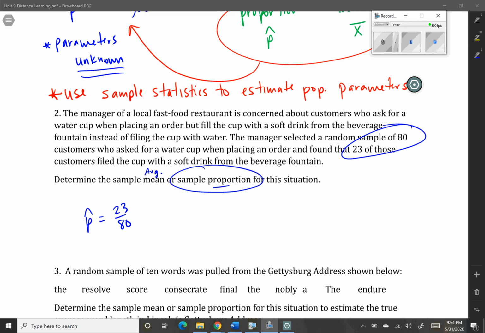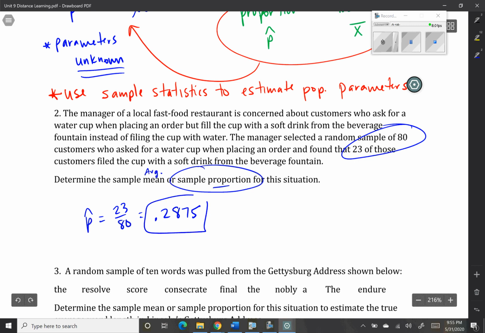So if we take 23 and divide it by 80, I get 0.2875. So about 28.75% of customers that go into this fast food restaurant are going to fill up their water cup with a soft drink if that's what they order.